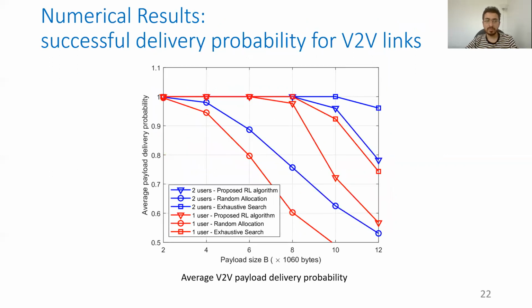Secondly, we show the average payload delivery probability against the payload size B. Over here, we can see that similarly, the performance decreases as we increase the payload size B. Also, it can be seen that the payload delivery probability is greater for two V2N users, and this is because in this case we have more subbands. So in that case, the interference amongst each other decreases, due to which the performance is greater.